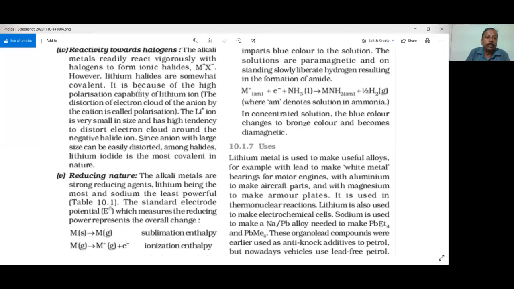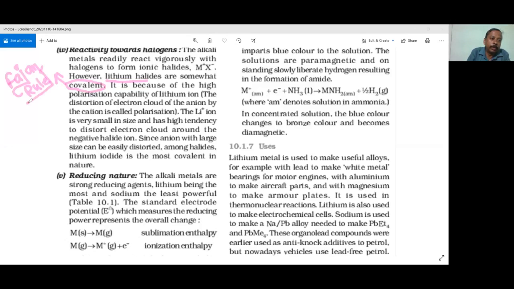That is because alkali metals have low ionization energy and halogens have high electron affinity. These are the two factors required for the formation of an ionic bond. Except lithium, lithium halides are somewhat covalent. Whether it is covalent or ionic, you will find the explanation in Fajan's rule. There is a rule called Fajan's rule.